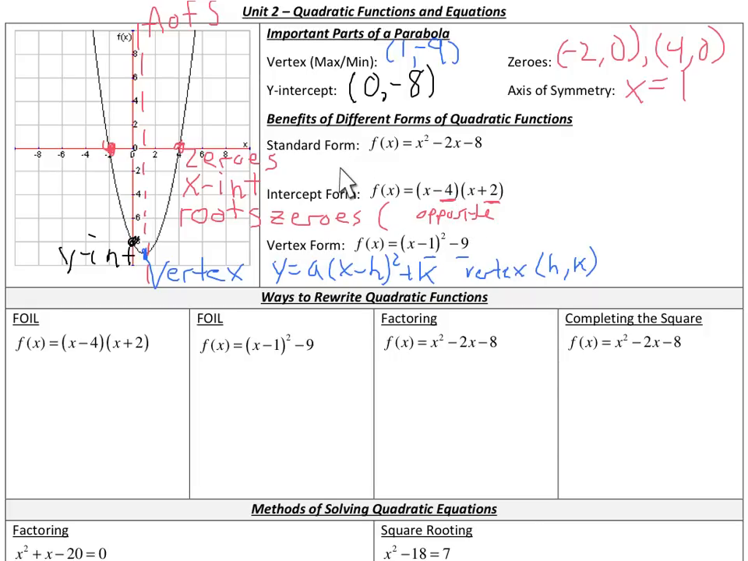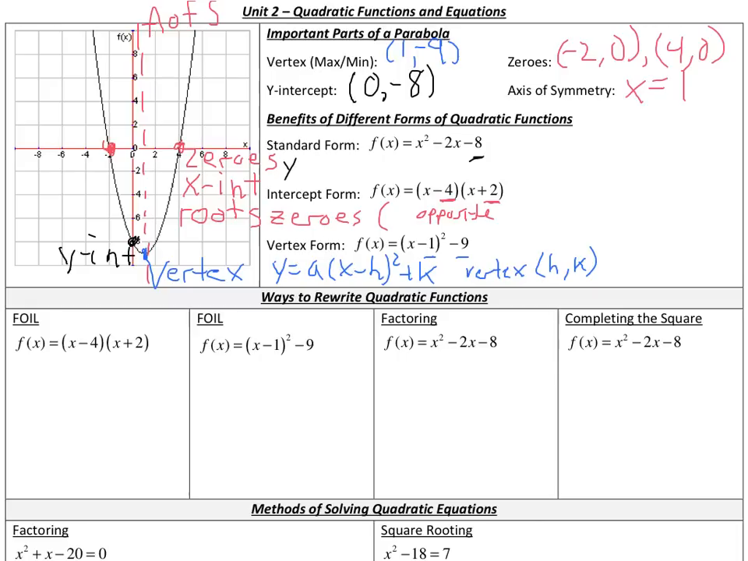Now standard form does give you something too. Look right there. Standard form gives you something. Look at the four options up here. Do you see it? Standard form gives you this guy, which is your y-intercept.